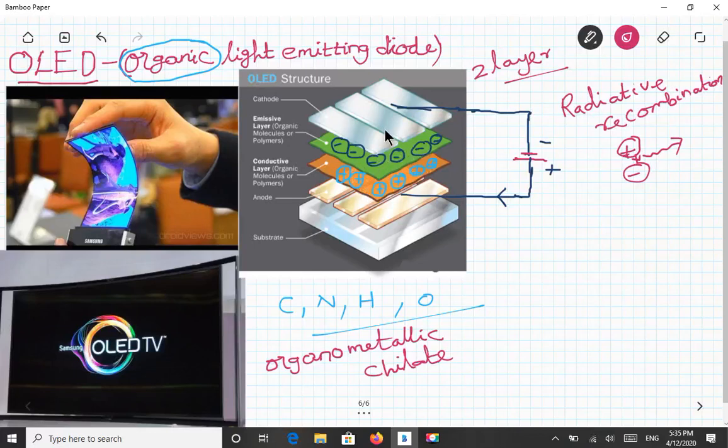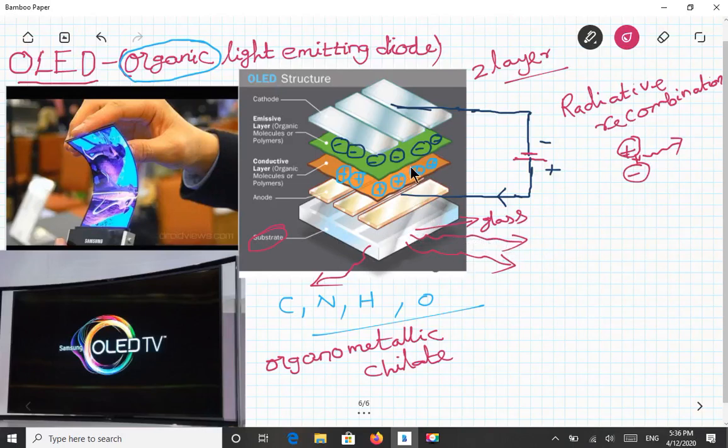In the emissive layer, the cathode is connected with the negative, and the anode is connected with the positive of the battery. So the anode is connected with the conductive layer. So this is the structure of the two-layer OLED, and this is the substrate, which is glass. Glass or a transparent material lets the light out from this side. So light is coming out from this transparent area only, which is the substrate here. The substrate is something transparent which will allow the light out.